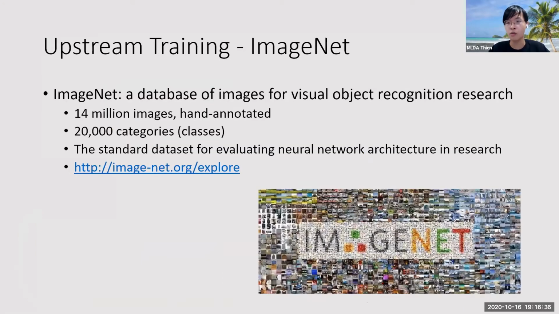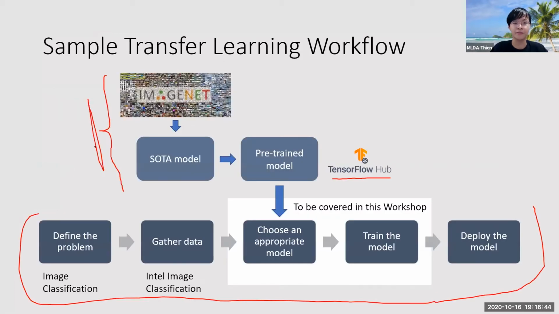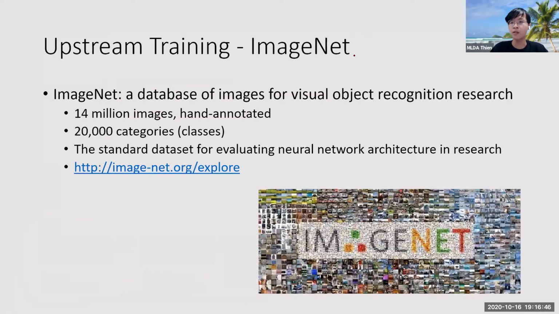So I just want to talk more about the upstream training, right? I think it's very important to understand what's actually happening at the upstream training, like this part here. First is about the ImageNet dataset. ImageNet is a very big dataset containing a lot of images. As you see, there are 14 million images and 20,000 categories. I don't think you can ever get any dataset as large as this.